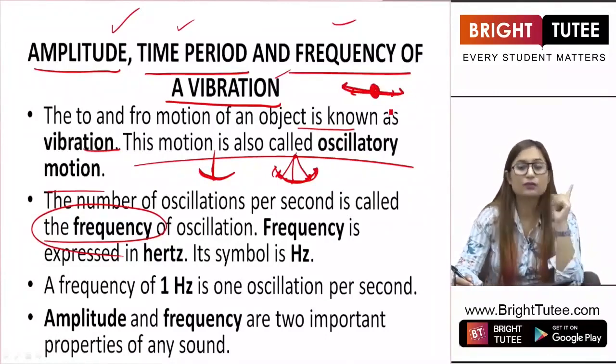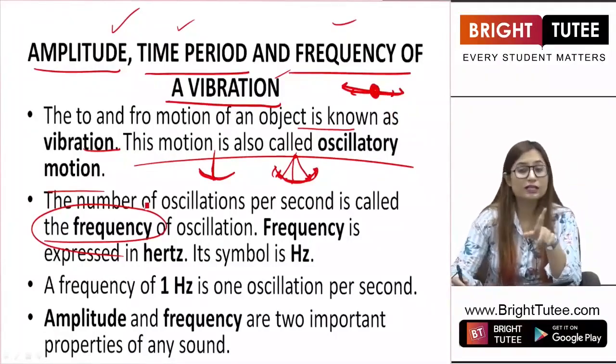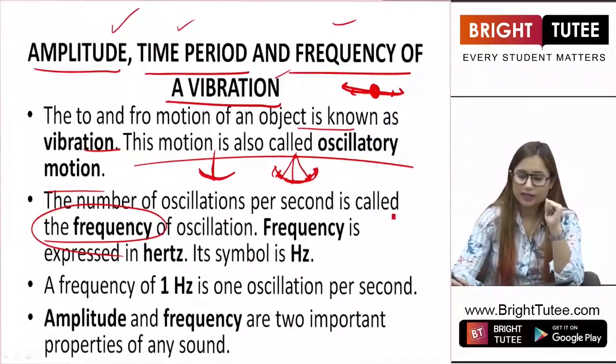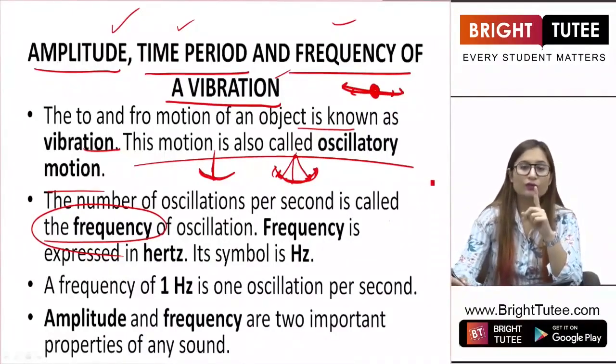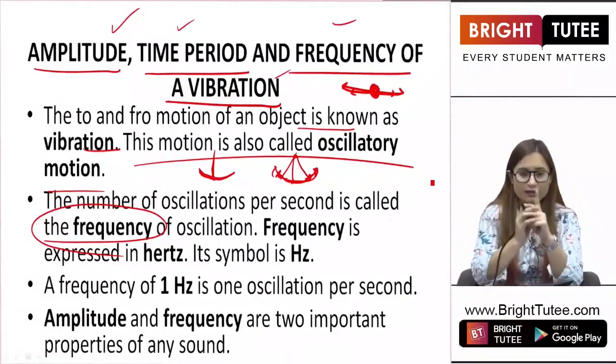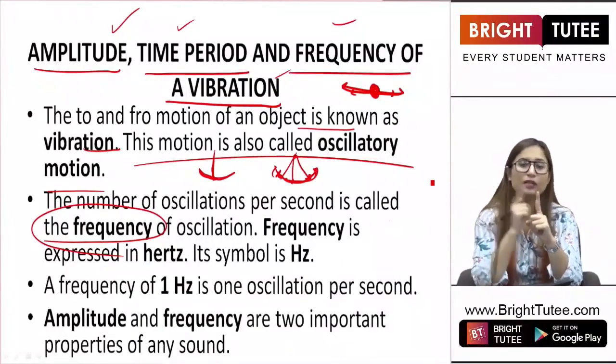This one cycle is known as a vibration, right? Now the number of oscillations per second is called a frequency, right? For example, if a body is able to move, this is the middle point, and 1, 2, 3, 4, the body touched this point 2 times and this point 2 times.